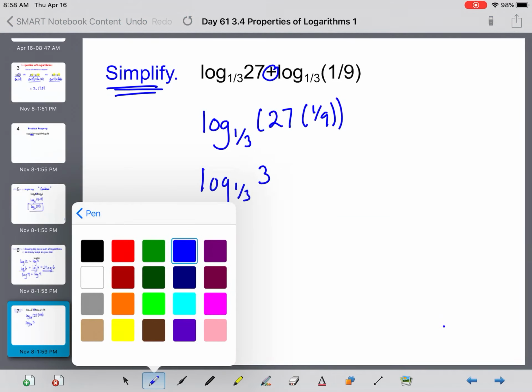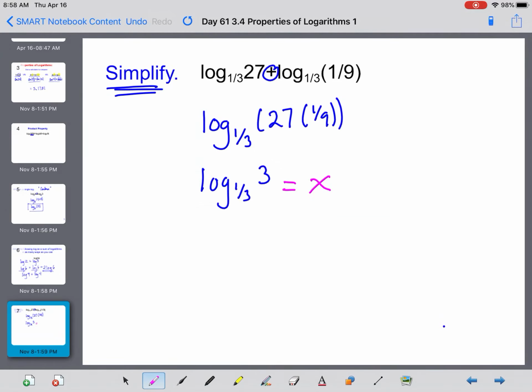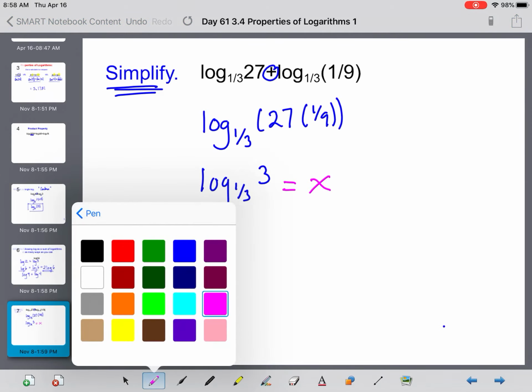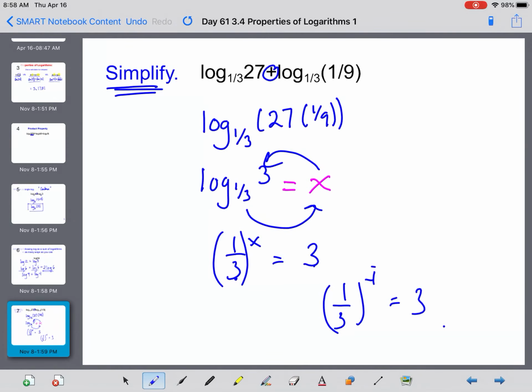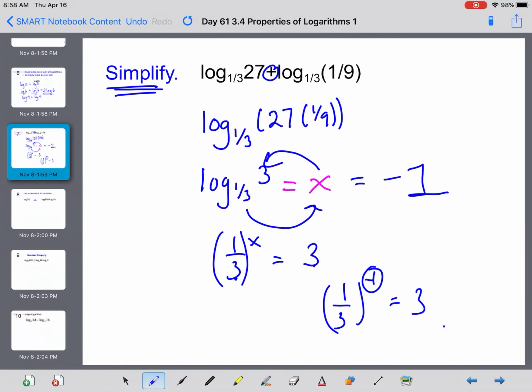Here I'm asking myself if I need to simplify this. Sometimes it helps to set that equal to x so we can see what we're dealing with. So 1/3 raised to what power is going to be equal to 3? I have the 3 that I need, but I need to move it from the denominator up to the numerator. If I had 1/3 raised to the negative first power, that would be equal to 3. So that tells me that this whole thing would be equal to -1.